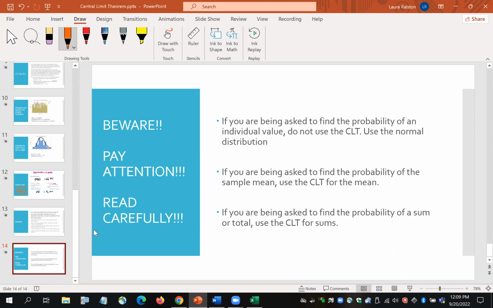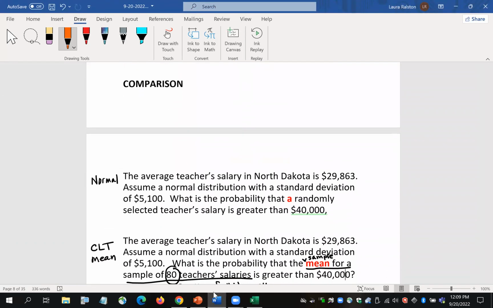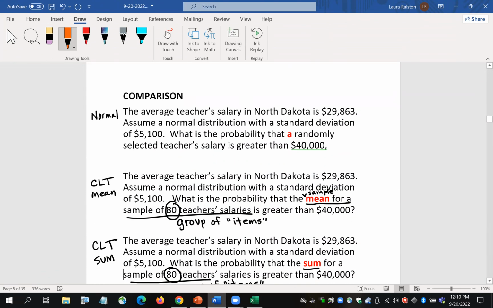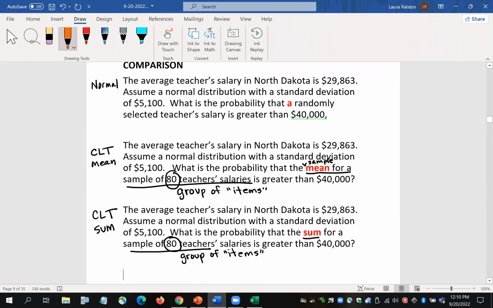Guys, I cannot caution you enough to pay attention and read carefully, because if you're asked to find the probability of an individual value, you don't use a central limit theorem at all. You just use the straight out normal distribution. If you're asked to find the probability of the sample mean, then we want to use the central limit theorem for the mean. And if you're being asked to find the probability of a sum or total, you want to use the central limit theorem for the sums. And again, I tried to show that to you in this comparison that we looked at earlier. But do you have questions?